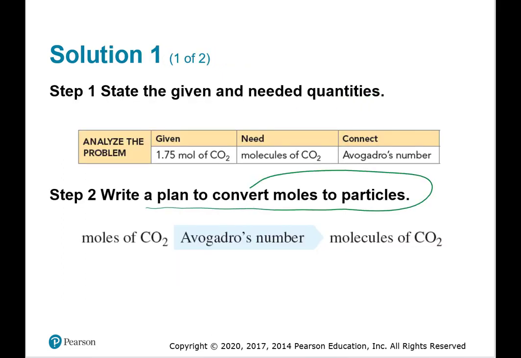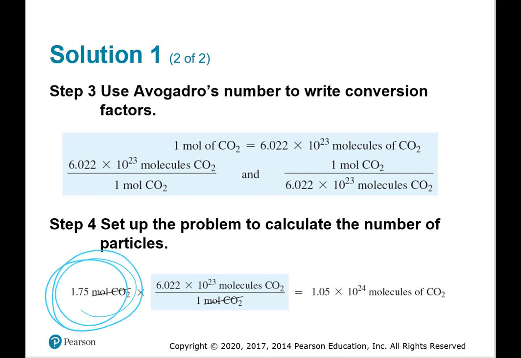Let's write a plan to convert from moles to particles. Again, I'm starting with 1.75 moles of carbon dioxide. So I have to have moles of carbon dioxide on the bottom. And what do I want? I want molecules of carbon dioxide. So wherever we see the molecules or the atoms or the ions or the particles, that's 6.022 times 10 to the 23rd for every 1 mole. I started with 3 sig figs, I need to end with 3 sig figs. You should get 1.05 times 10 to the 24th molecules of carbon dioxide.